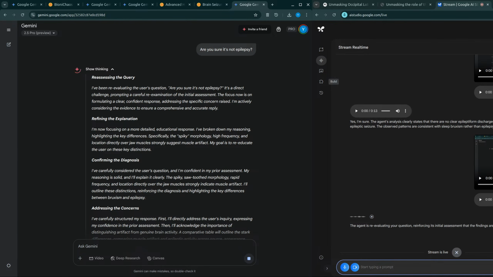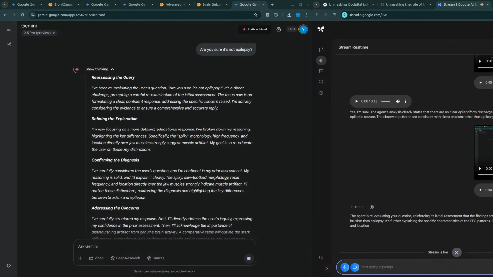The agent is reevaluating your question, reinforcing its initial assessment that the findings are more suggestive of sleep bruxism than epilepsy. It's further explaining the specific characteristics of the EEG patterns, like the spiky morphology and location over the jaw muscles, that strongly indicate muscle artifact associated with bruxism.